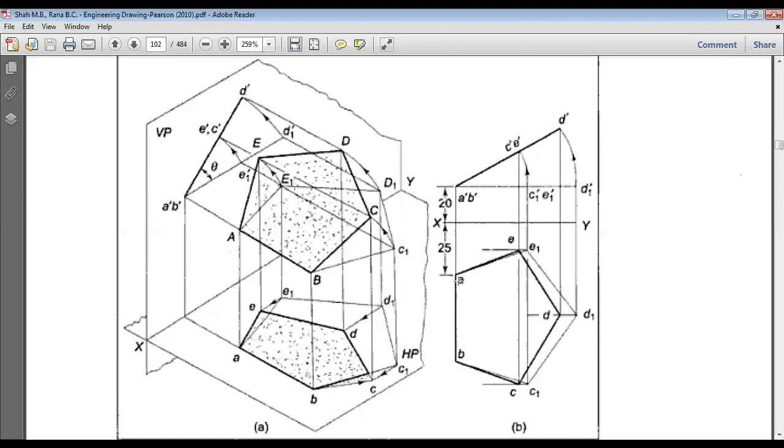Because A and B in this case will be the same. Whether you assume or draw the top view, the points A and B will be the same. That's why we are not giving any A1 or B1 here. So this is A, B, C1. Don't give C here, it is just C1. A, B, C1, D1 and E1.